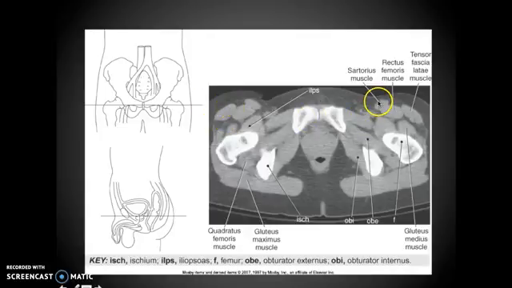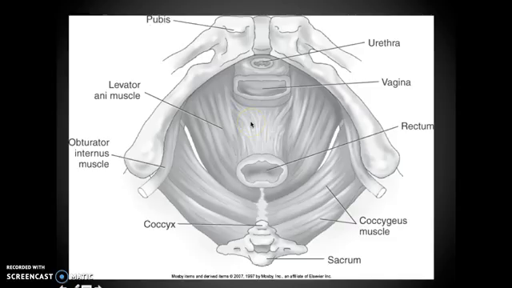So sartorius muscle, we have the rectus femoris, your tensor fasciae latae. I have to say it that way every time or else I won't be able to pronounce it. You have your gluteus medius muscle coming down, your obturator externus. This is your obturator internus on an axial. So this is your ischium, your gluteus maximus with your quadratus femoris and your iliopsoas right there.